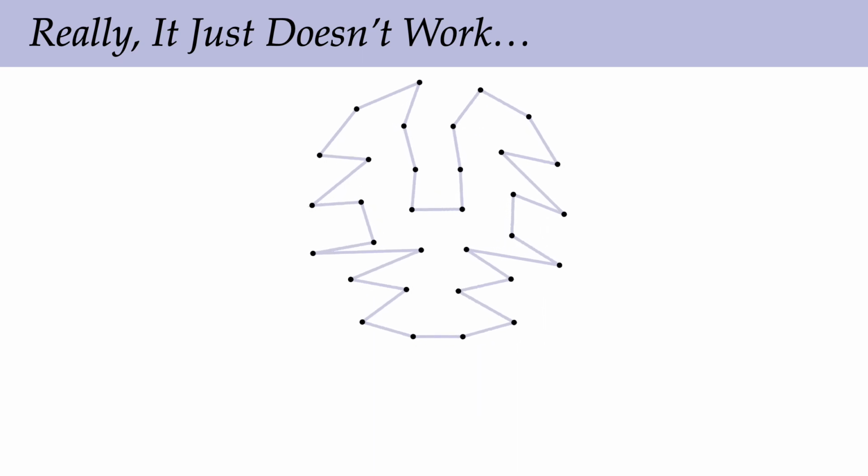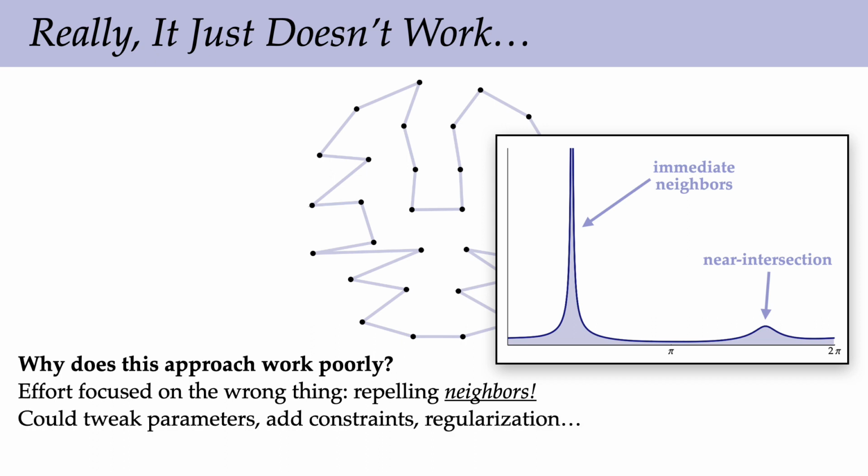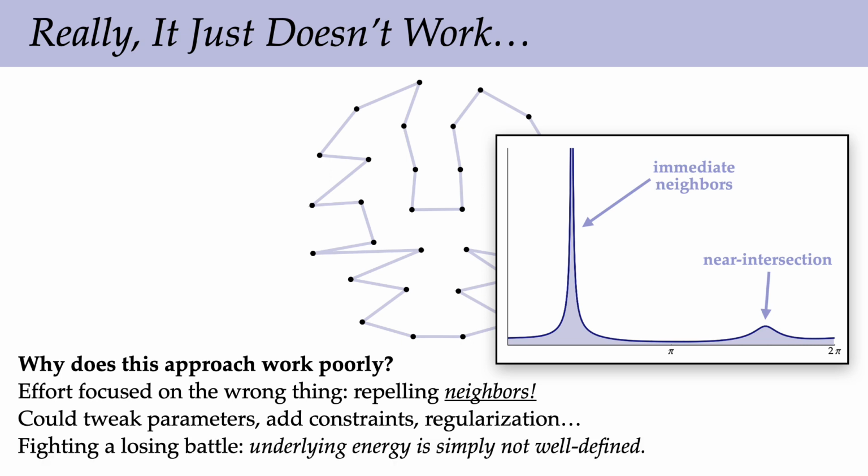So why does this seemingly natural idea of just repelling all pairs of vertices work so poorly? Well, basically, the effort is just focused on the wrong thing, repelling your immediate neighbors rather than preventing self-intersections. And while you can, of course, tweak parameters and add constraints and add regularization to try to make things better, you're fighting a losing battle. The underlying energy is simply not well defined. So for this reason, people have come up with other energies that work better for curves.